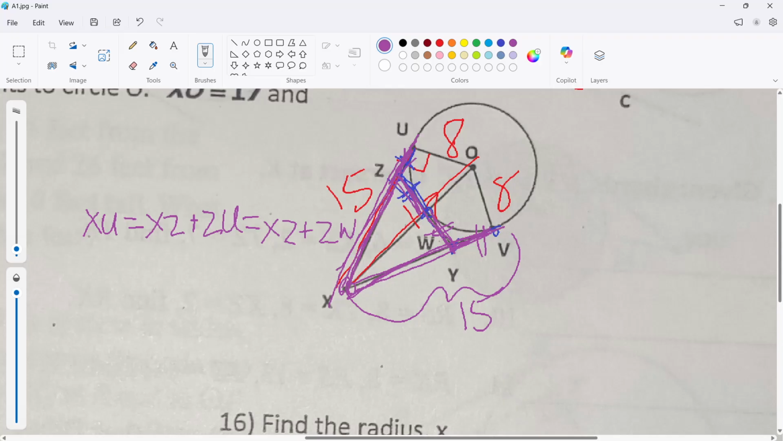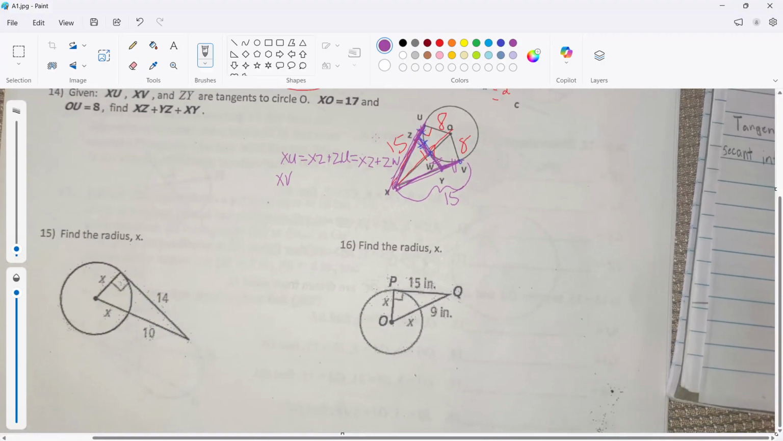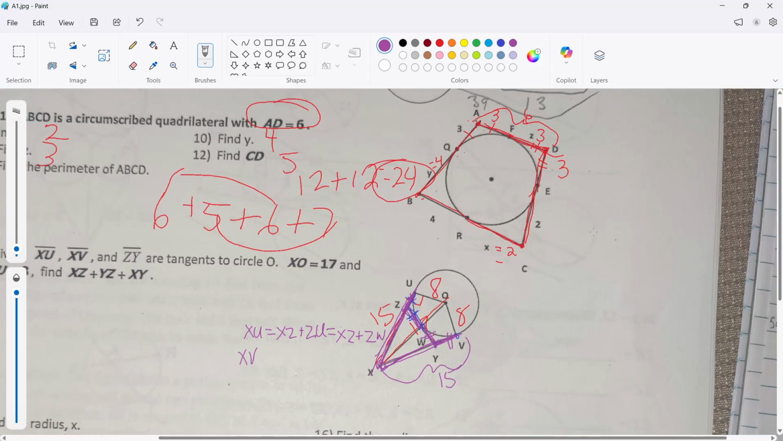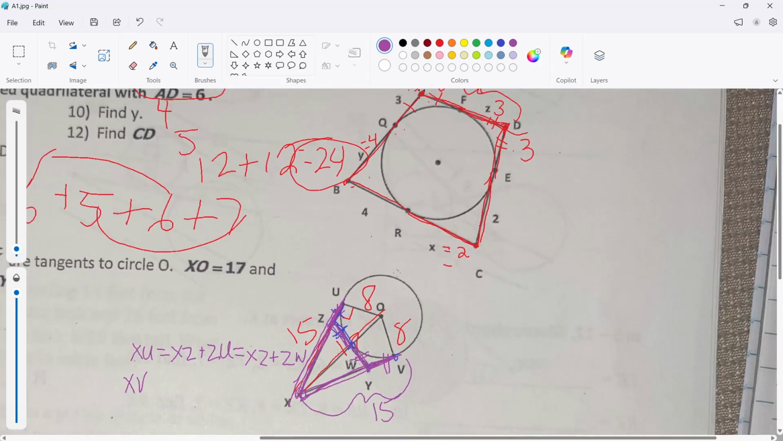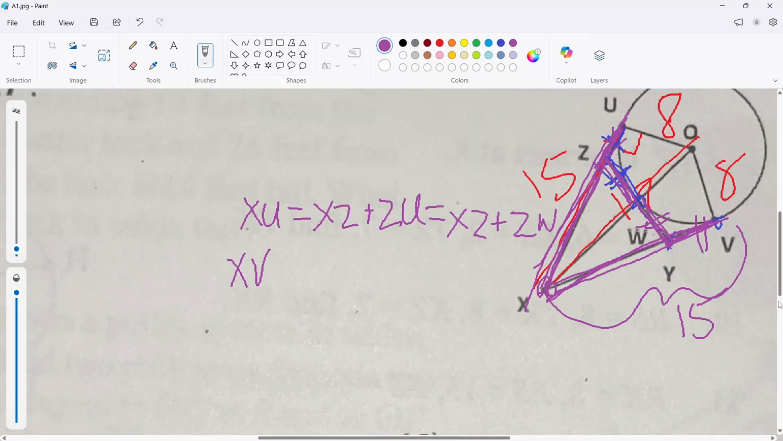Now on the other side, I know that XV, and why am I using XU and XV? Because the question asks me to find XZ plus YZ plus XY. And XY is on XV, and XZ is on XU. So I'm going to use those. So XV equals XY plus YV. But remember, that's an external point to two tangents, so YW is the same as YV, so this also equals XY plus YW.